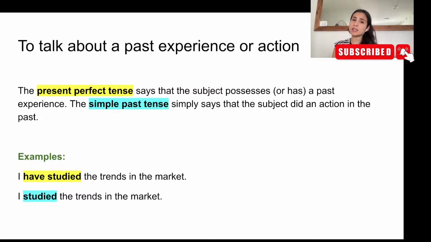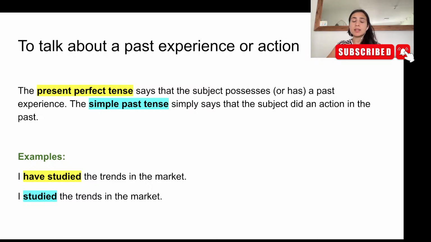So it's something in the past, but it's an experience that we've had. The example we've given here, I have studied the trends in the market. So this is an experience. I've experienced this. I've done this before. I've tried this. The simple past tense simply says that the subject did an action in the past. So it doesn't emphasize it's an experience, it doesn't talk about it in that sense, it just simply states that an action was done in the past and that is it. Okay, so the example here, I studied the trends in the market.